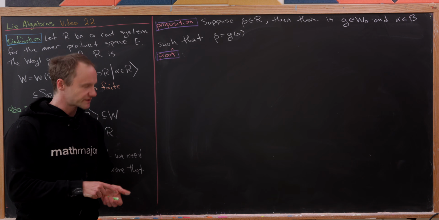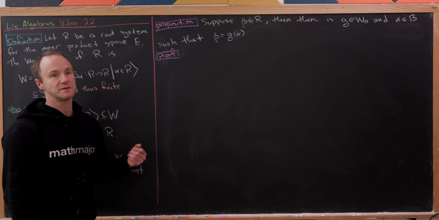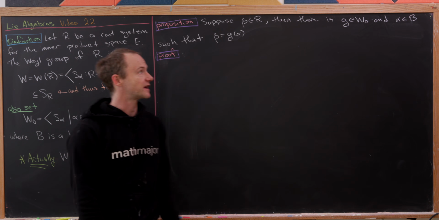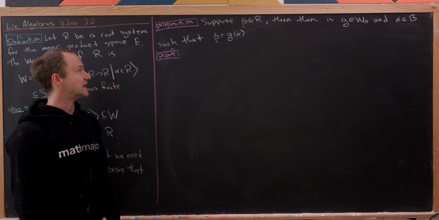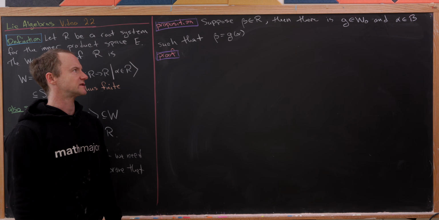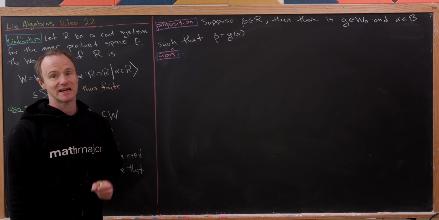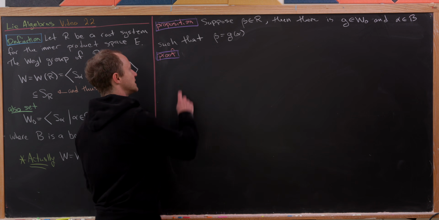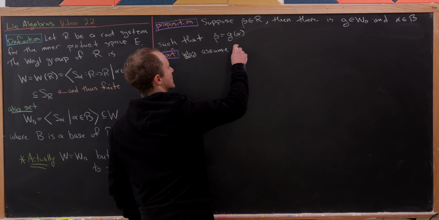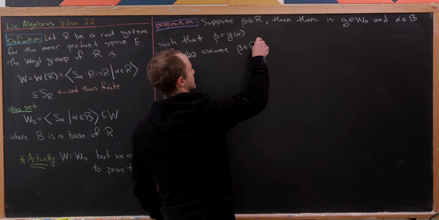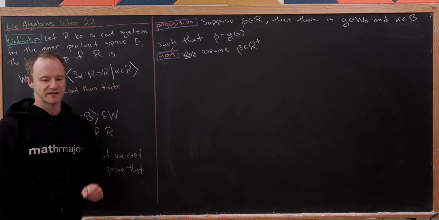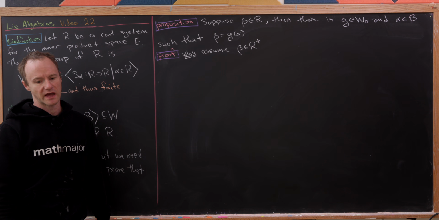Okay, so for our next result, let's suppose that we've got a root beta. Then there exists a g in W naught defined like this over here, and an alpha in B such that beta is equal to g applied to alpha. So in other words, every root vector is in fact an image of a basis root vector. Okay, so we're going to start off noticing that without loss of generality, we may assume that beta is a positive root. The argument will be essentially the same if it's a negative root, so we're okay there.